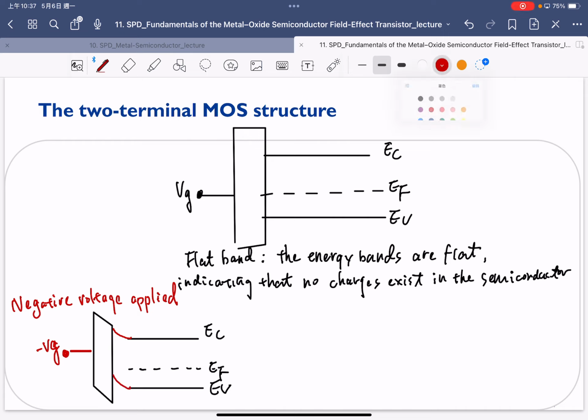And right now, if you look close at the position between the EF and EV, you find out that the EF is close to EV now. And what does that mean? That means we start to make this more like P-type, right? P-type means that the EF is getting close to the EV. So P-type means we start to have hole accumulation.